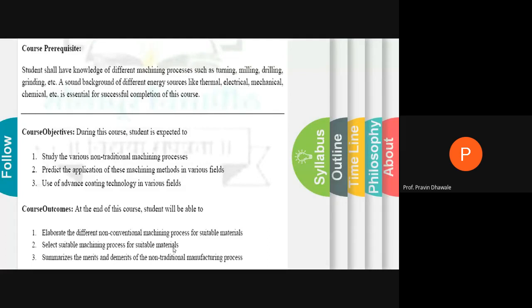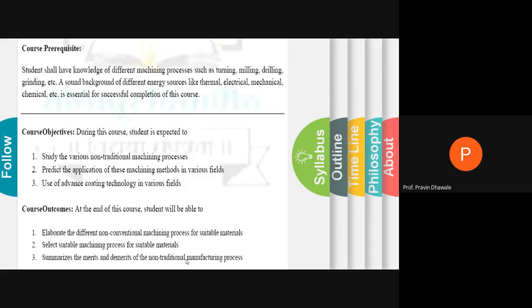While machining a hard material, which non-conventional machining is superior? While machining a brittle material like glass, which kind of non-conventional machining process is suitable? As we change the workpiece material from hard or brittle material to plastic, or a flexible material like rubber, which kind of non-conventional machining process is applicable for such materials? And last, summarize the merits and demerits, that is, the advantages and disadvantages of non-traditional manufacturing processes.